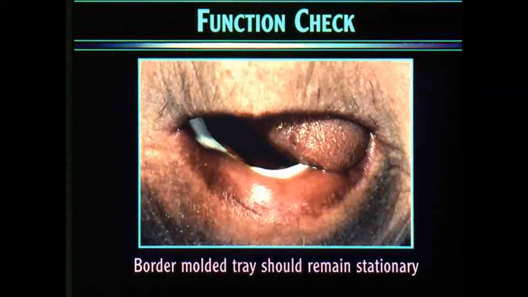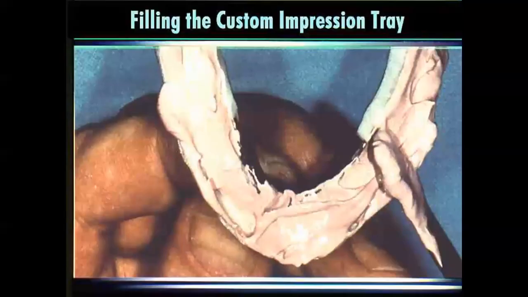Lingually, the border molding is done by the patient himself. We ask the patient to fold his tongue anteriorly and move his tongue laterally, left and right, in order to do the molding or border molding for the tray or for the impression. Following the custom impression tray with zinc oxide original material.